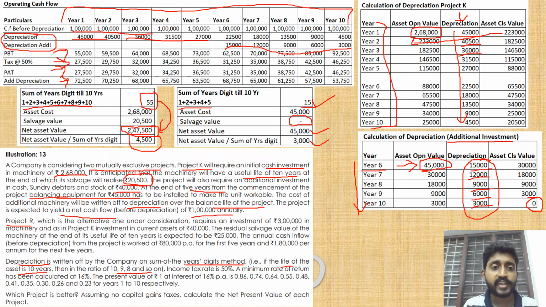Add these two to the profit after tax. You can find the cash inflow. So the cash flow for this project K can be calculated. So you have all the details. You can go for the NPV calculation.